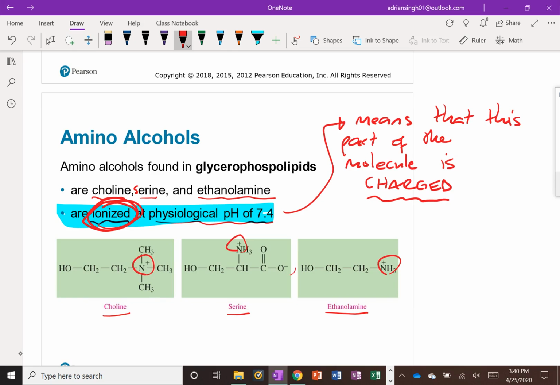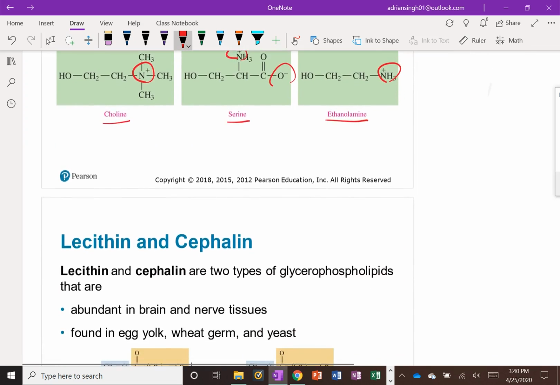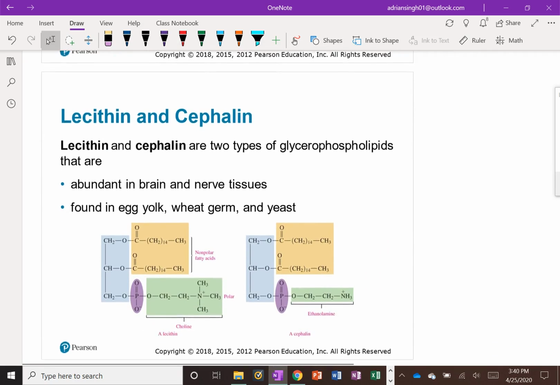Your serine, for instance, also has a negative charge in there. So the fact that these, where these are found in the molecule, are going to be charged has a huge impact on some of the characteristics of these molecules, which we'll get to in a second.